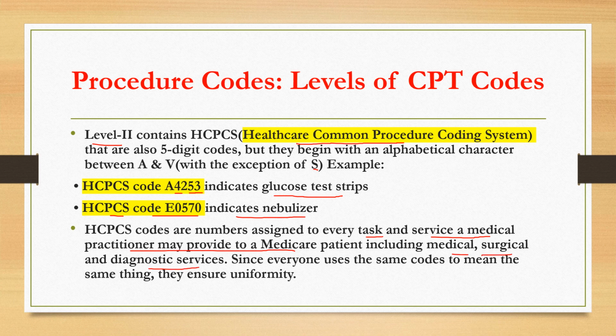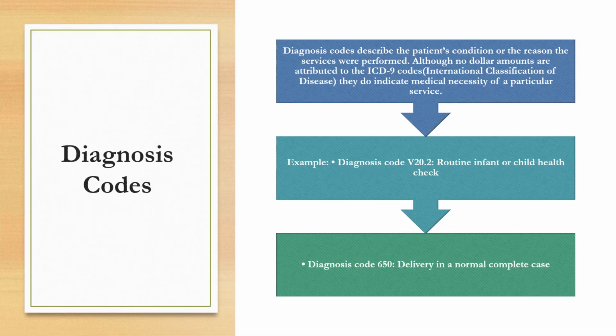Since everyone uses the same codes to mean the same thing, they ensure uniformity, and this is very important because that's how the software for the adjudication system is set up too. So this is how it's easy to process the codes and all that.